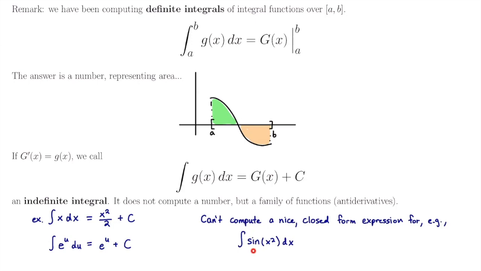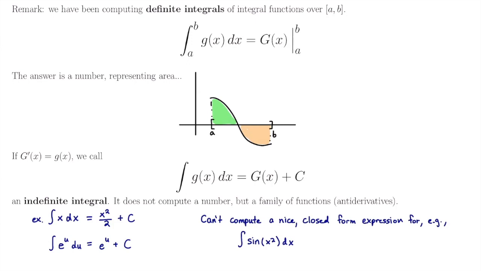For example, take the integral of sine of x squared dx. It's not a complicated integrand. We could certainly compute its derivative, right? It would be cosine x squared times 2x. You can't antidifferentiate this to a nice closed form expression built out of what are called elementary functions. You just can't do it.